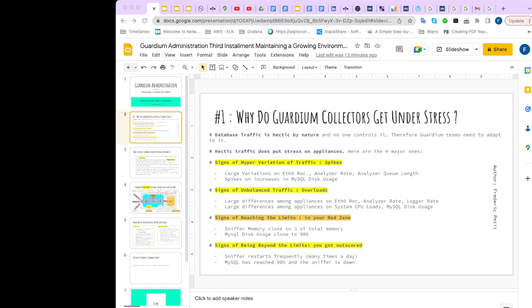And to detect these, we're going to look at two variables in the buffer usage monitor report: the sniffer memory when it gets close to a third of the total memory, and the MySQL disk usage when it gets close to 90%.